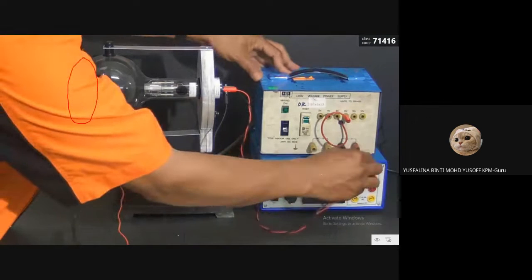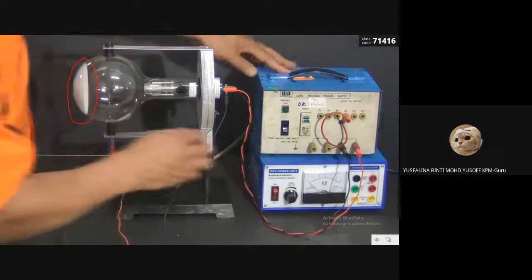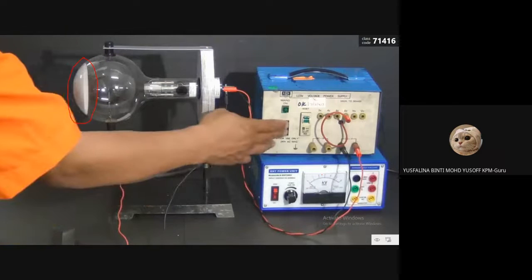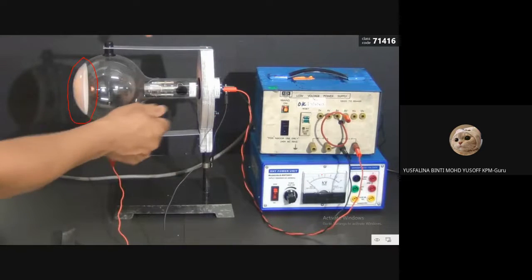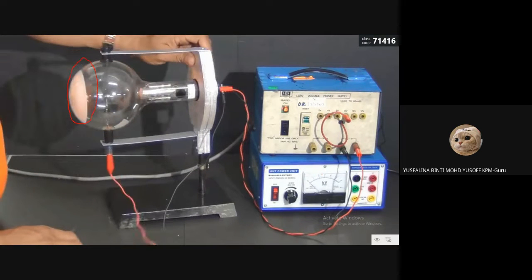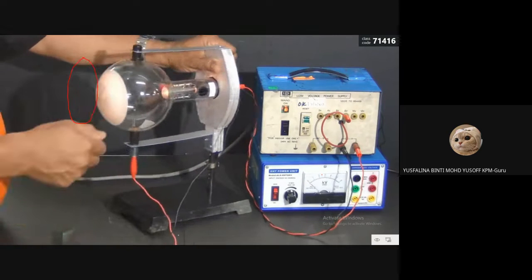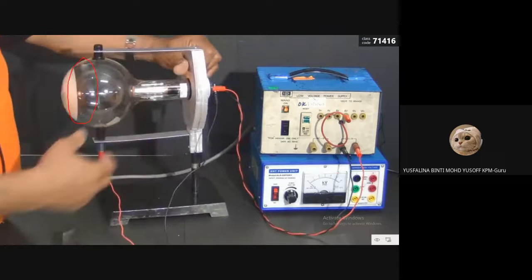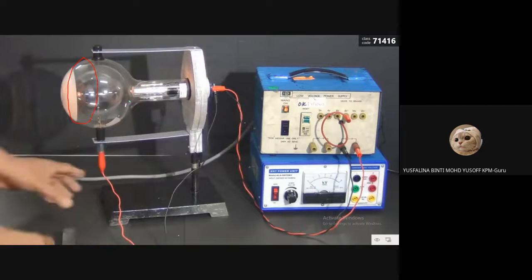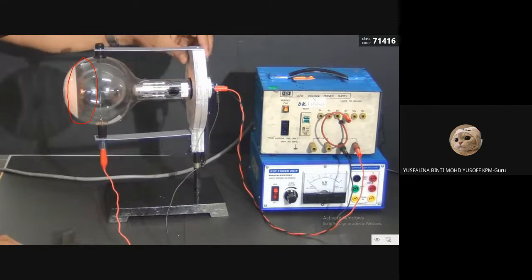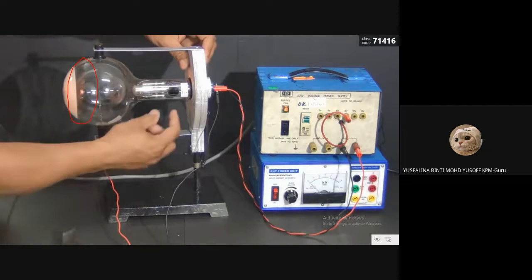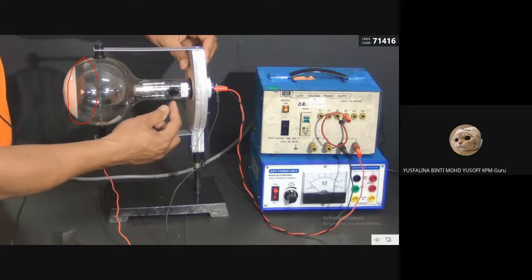So if you want to increase the acceleration, you increase the voltage. When you increase the voltage, what will happen? They have more energy, so with more energy, they will move faster. You can see the voltage supply is connected at this part, because inside it there is a filament. The filament will be heated, then release the electrons.